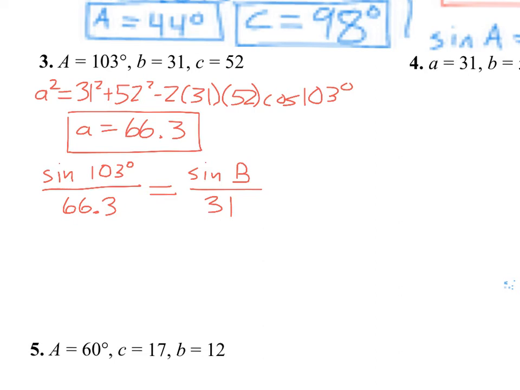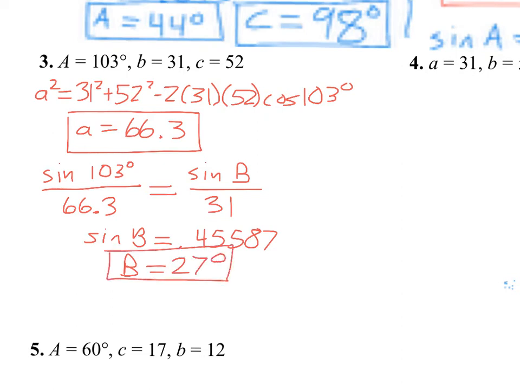Okay, take 31, multiply by sine 103, and divide by the 66.2589 number, and you get that sine B equals 0.4587. Doing inverse trig, we get that angle B equals 27 degrees. And all three angles have to add up to 180. 103 plus 27 is 130. So the last angle has to be 50 degrees.